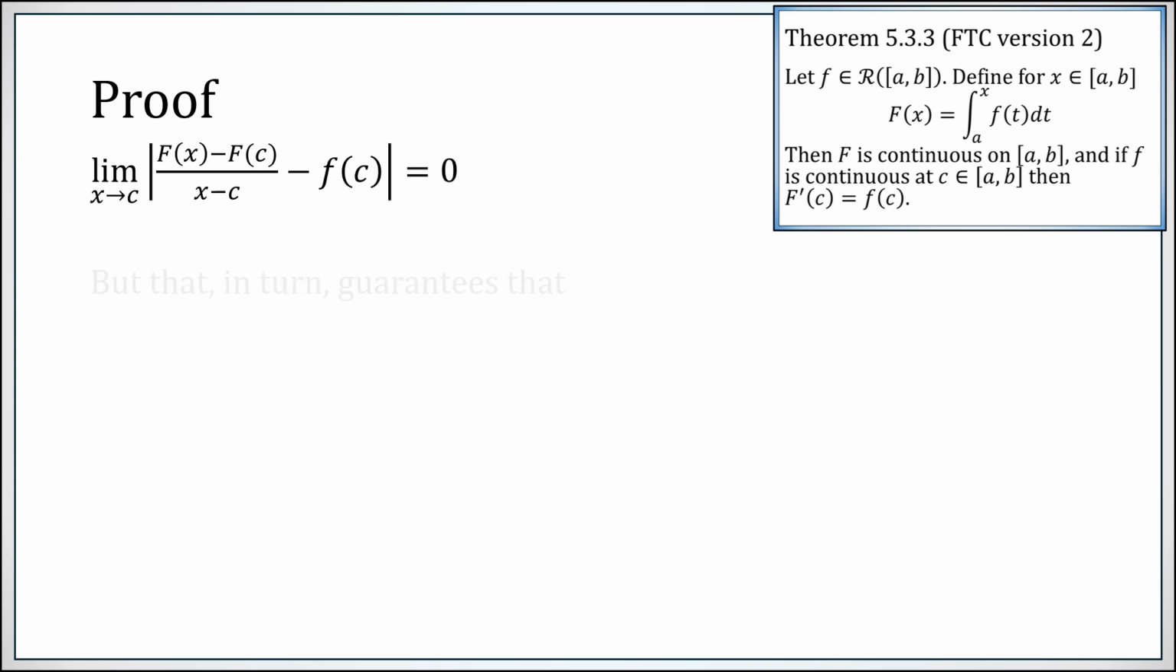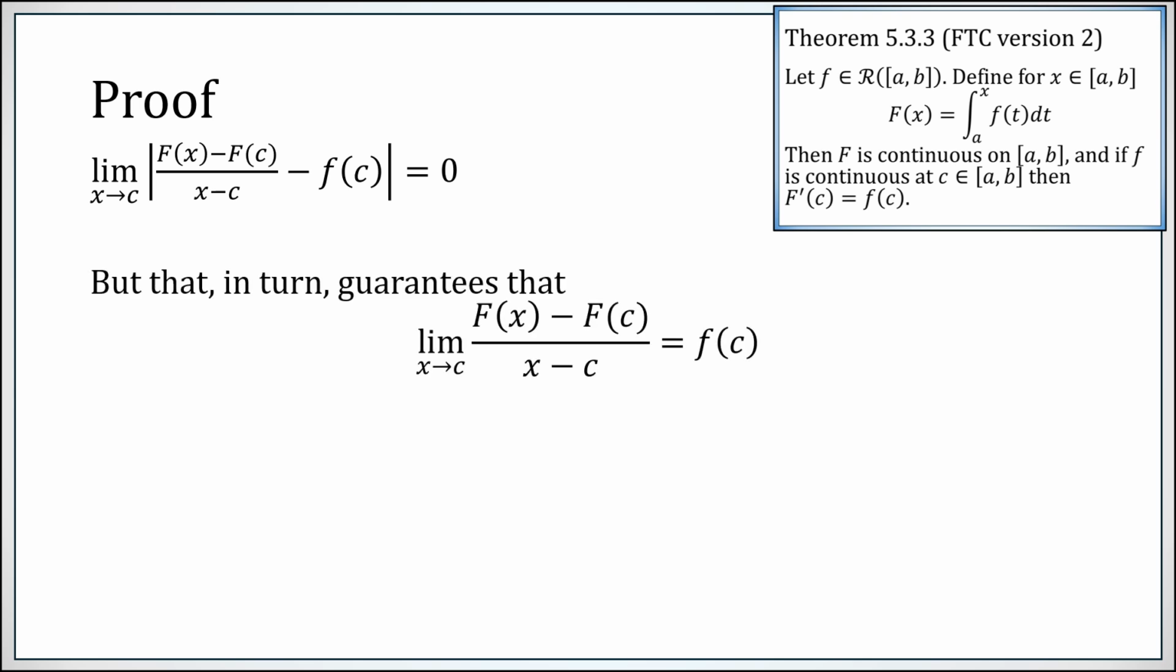So with this quantity converging to 0, we in turn deduce that the limit as x approaches c of that ratio, f of x minus f of c over x minus c, must be equal to f of c. But that's exactly capital F prime of c equals little f of c, the final conclusion of this second form of the fundamental theorem.